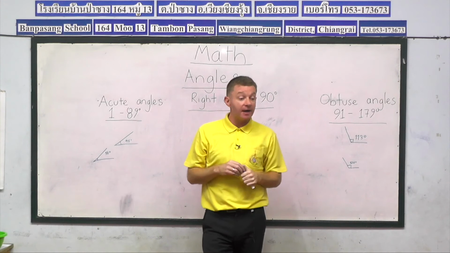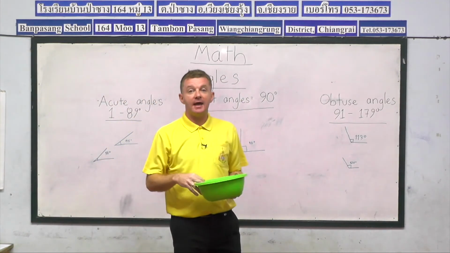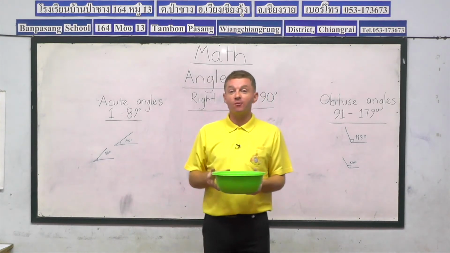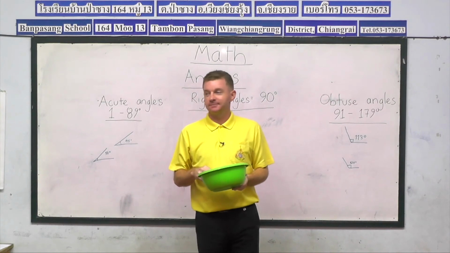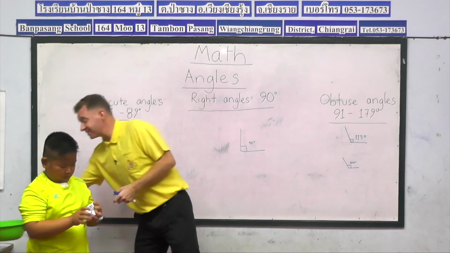It's time for our final student. So let's see who can go next. So next, I would like to choose Net to come and join me at the front of class, please. So Net, you get final pick. Can anyone guess what Net's angle will be?